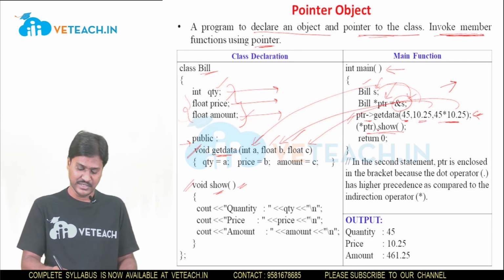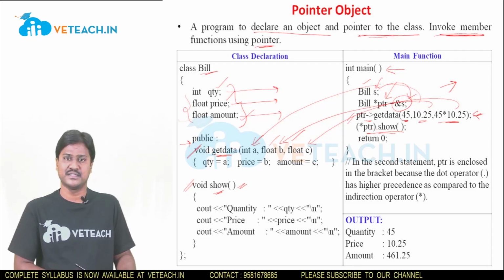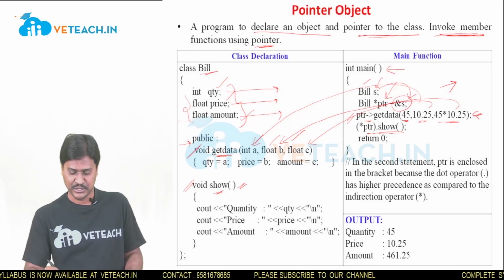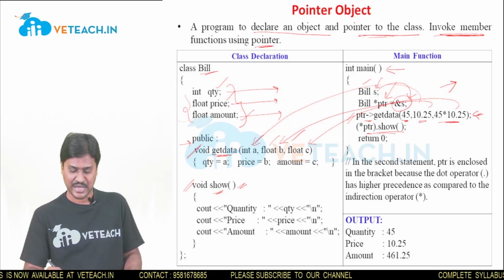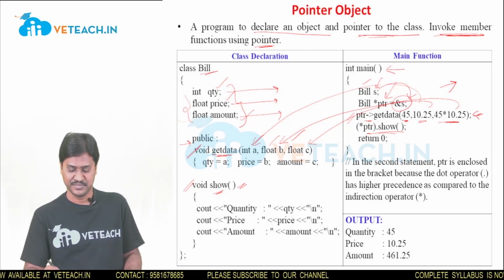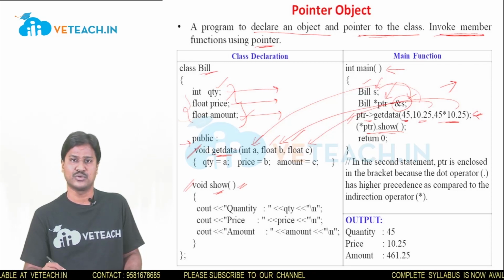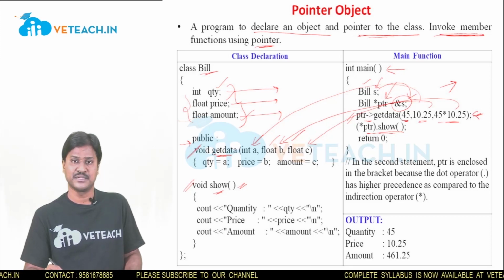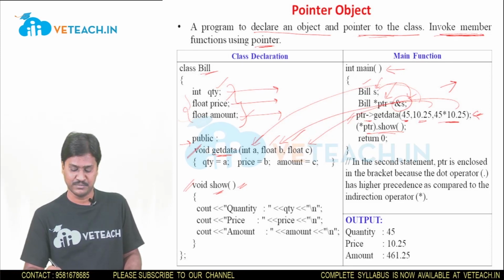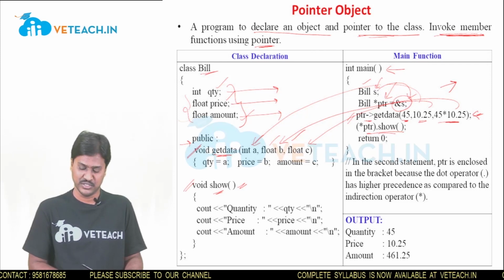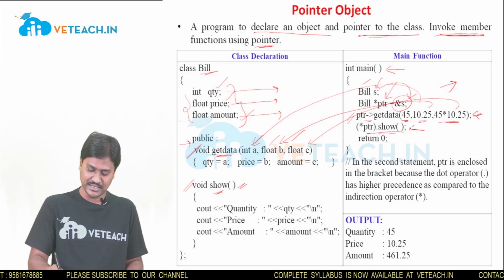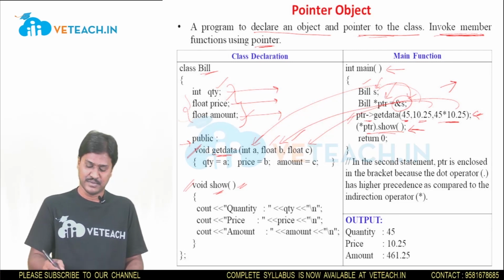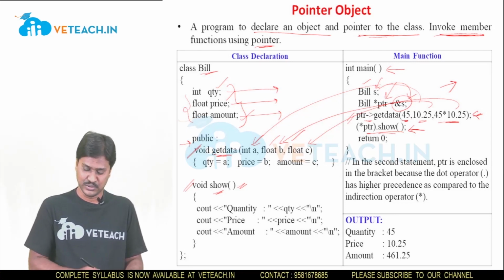That automatically raises the priority, so that we can call the show function using the dot operator. With the arrow operator there is no problem for us. When we use the dot operator to call the member function as on a normal object, we need to overcome the precedence of the operator, so we put parentheses like this. So this is another scenario to invoke the member functions using pointer objects. So this is the way.